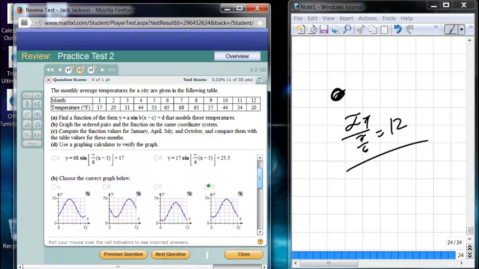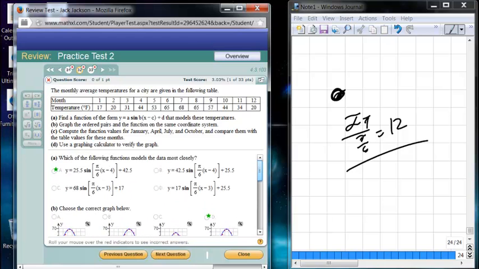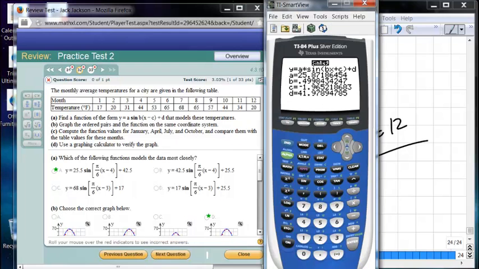I don't know why that one didn't force a period of 12 before. So graph that with it. So that's the one they want us to use, not this one. So this is our plot here, and if you look at that graph, that's quite close.